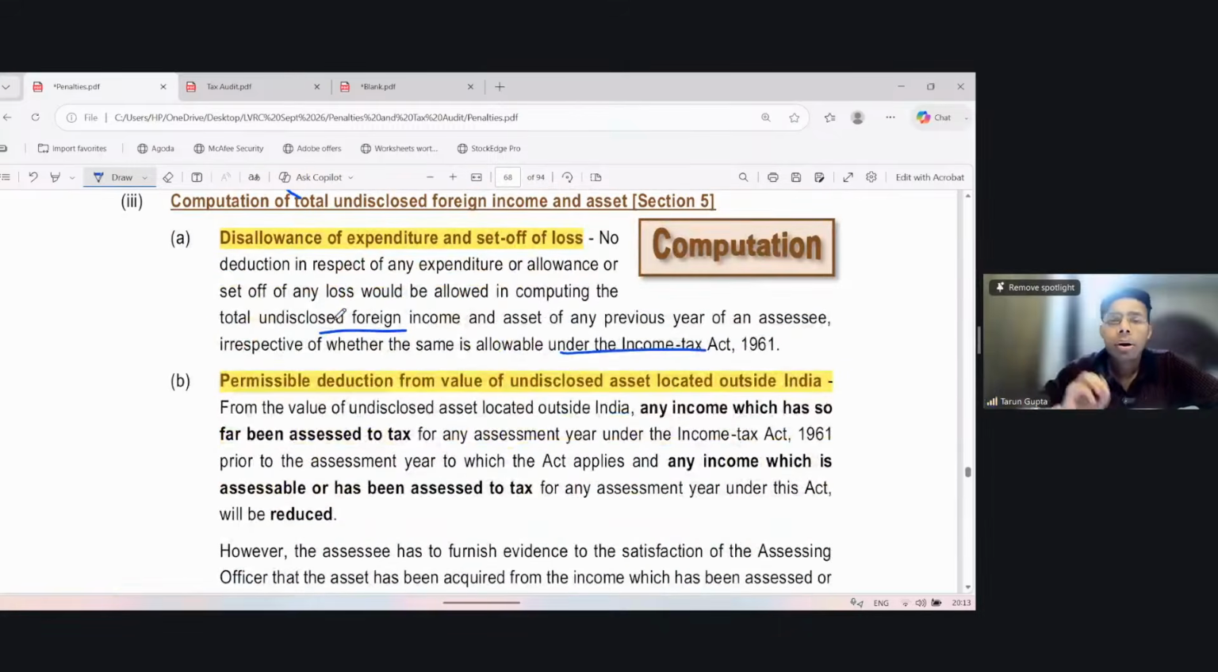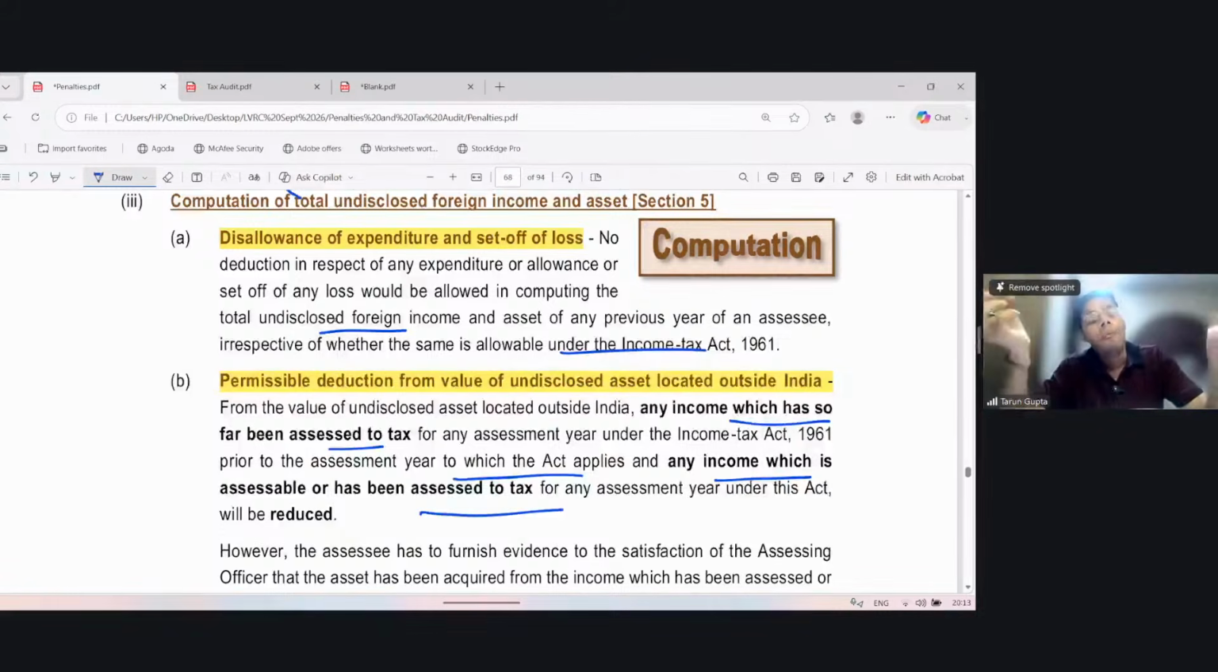However, there is one deduction which is available. From the value of undisclosed income and assets located outside India, any income which has so far been assessed to tax under the Income Tax Act prior to the assessment year to which this Act applies, and any income which is assessed to tax for the assessment year under this Act, will be reduced. If the assessee can prove that the asset so purchased outside India was from income which has already been assessed in India under the Income Tax Act, then such an amount shall be reduced from the valuation of the foreign assets. Understood? But then, of course, it's very logical. Why? Because to the extent of such amount, such foreign asset has been excluded. Right?